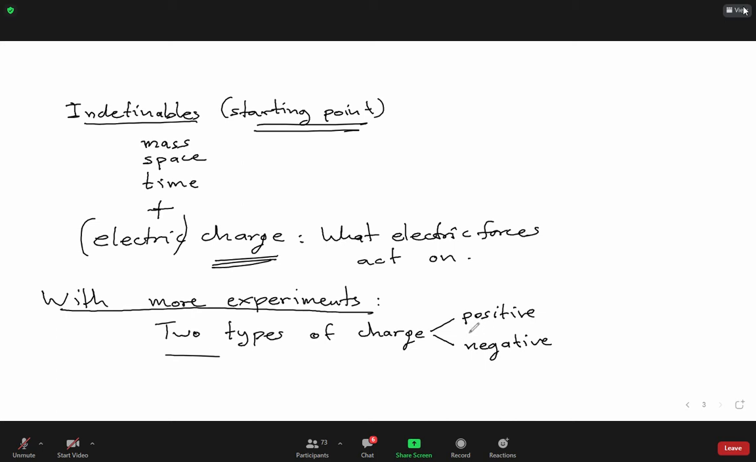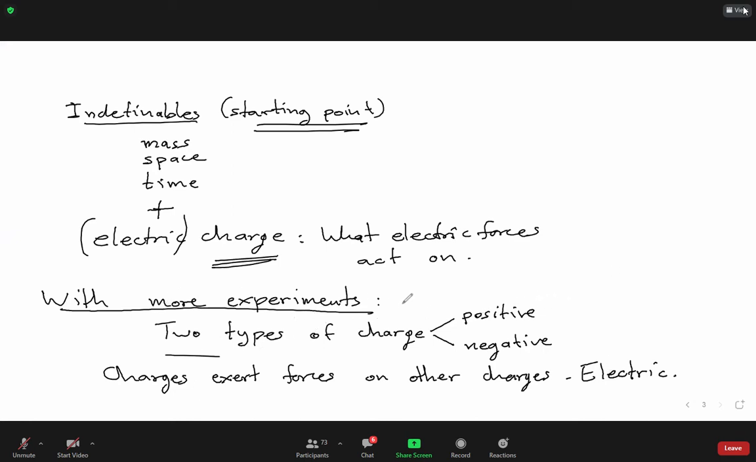Right? And charges exert forces on other charges. It is seen that charges exert forces on other charges, which is what we call electric forces. The name electric is a name we give to this type of force, right?